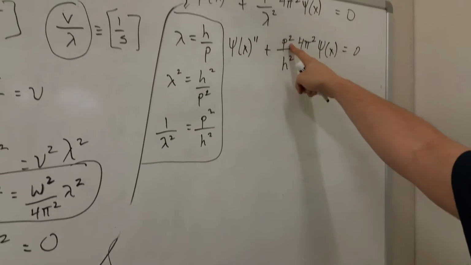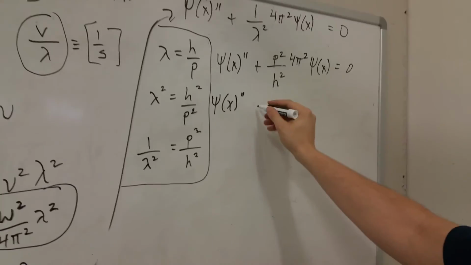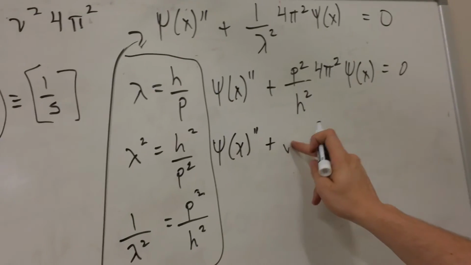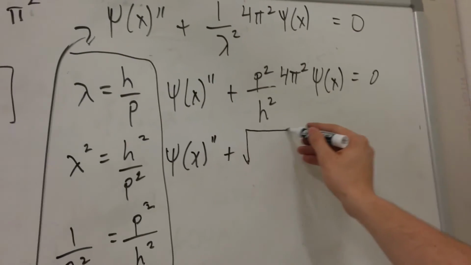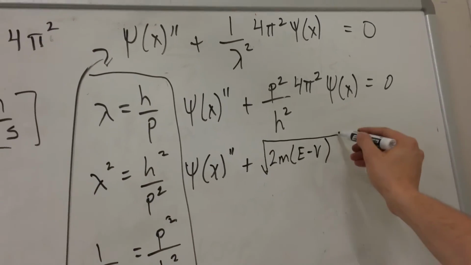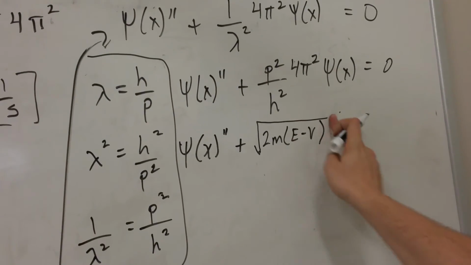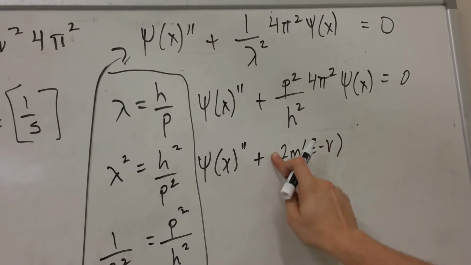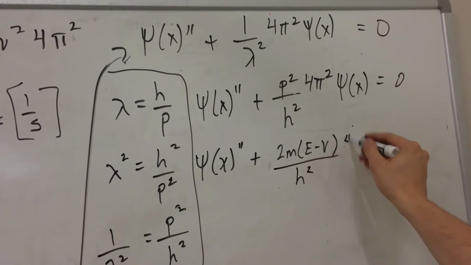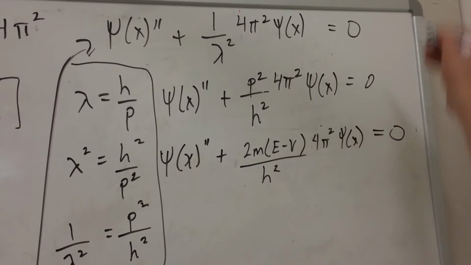Okay, so we derived momentum in terms of energy, so I'm just going to plug that in now. Momentum is the square root of 2m(E minus V). But we want the squared momentum, so if you square a square root, the square root just goes away, so there's p squared, divided by h squared, times 4 pi squared, psi of x equals 0.